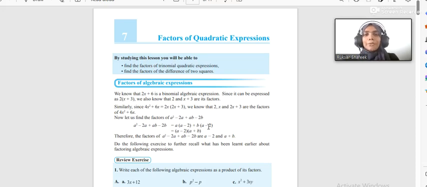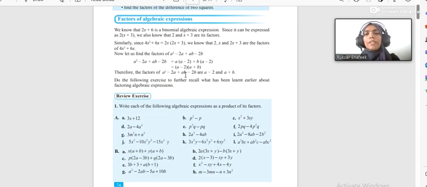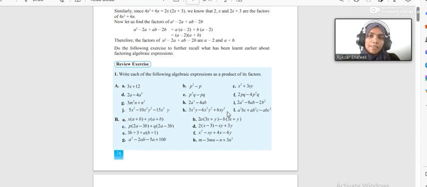Hello everyone. So today we're going to look into chapter 7, factors of quadratic expressions. Now let's begin with the review exercise itself. So let's revise what we've learned in the smaller classes before we move on to the actual lesson itself.